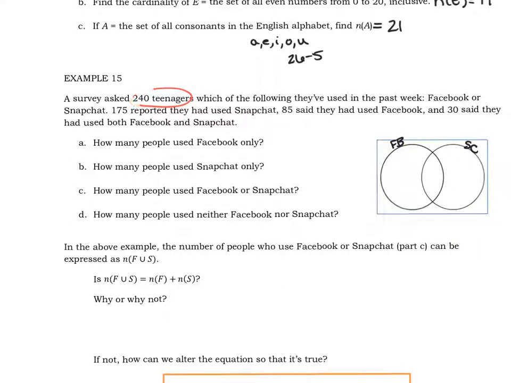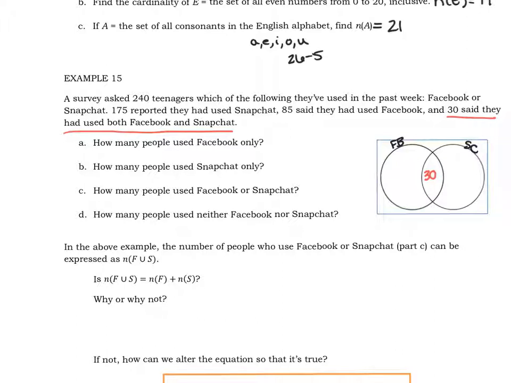Okay, so think about this. If I asked you if you had used Facebook and you would have raised your hand, I would have counted you. Same thing with Snapchat. And then I said, if you have used both, you would raise your hand again, even though you'd already answered you used them individually. In other words, these 30 people here have been counted in both categories, Facebook and Snapchat. That's the intersection. Those 30 people belong here, okay?